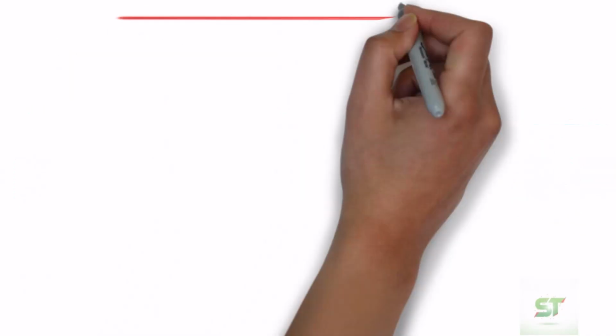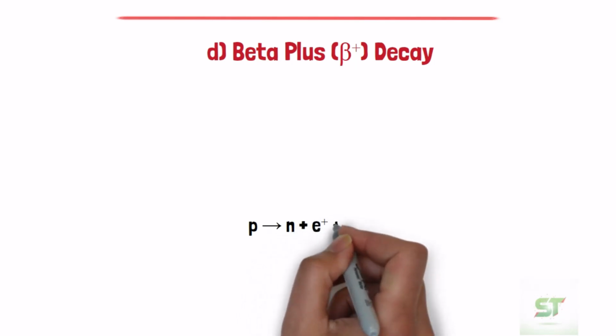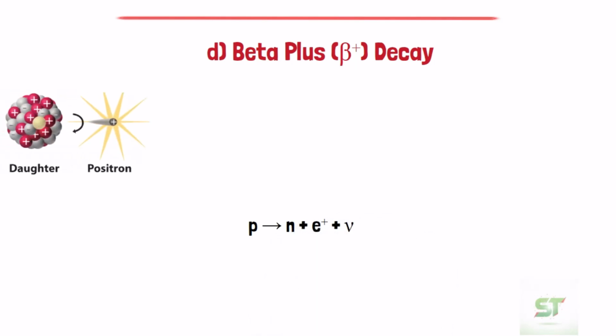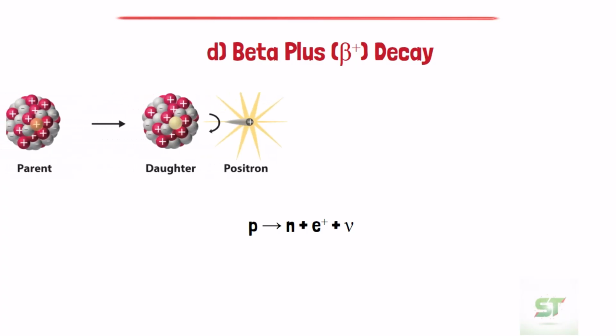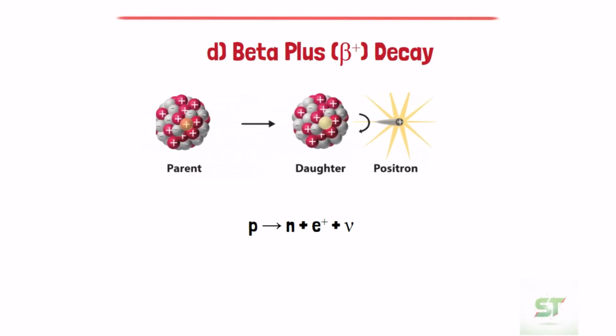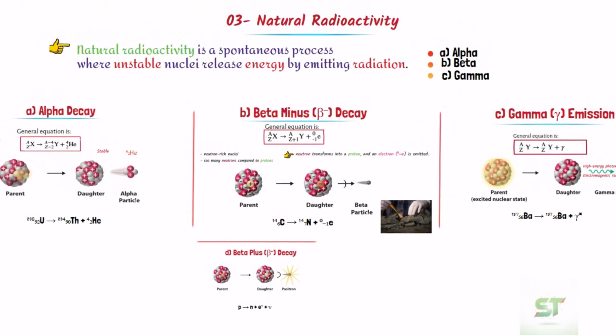There is also beta plus decay, or positron emission, which occurs in proton-rich nuclei. A proton converts into a neutron, releasing a positron and a neutrino, following this equation. This process decreases the atomic number by one, helping the nucleus reach balance.